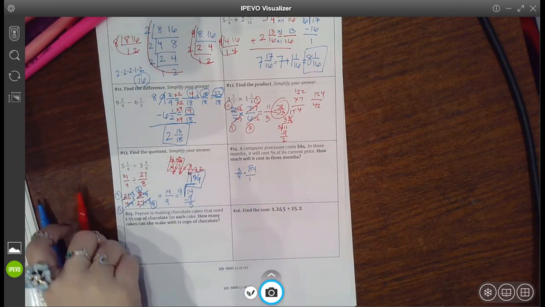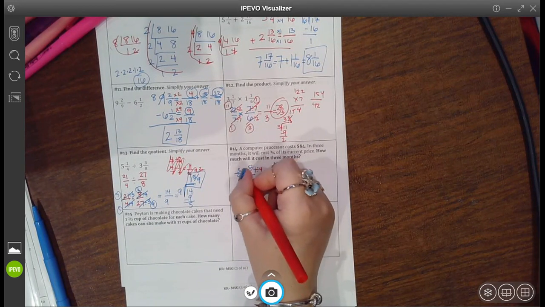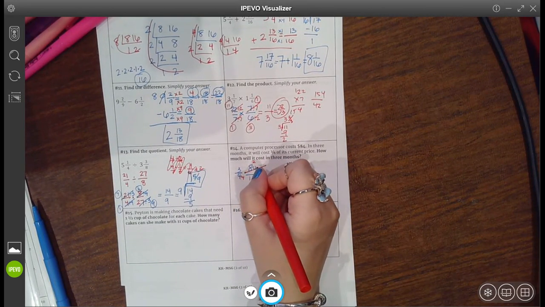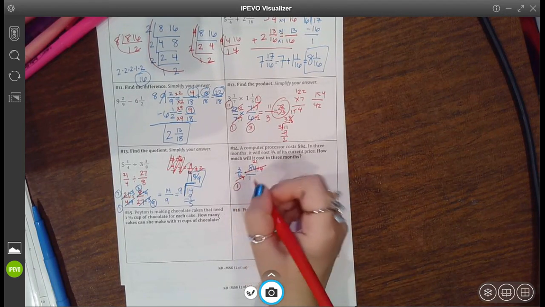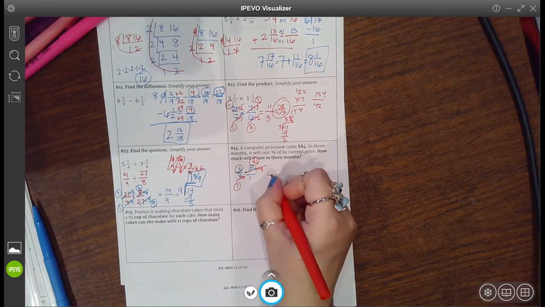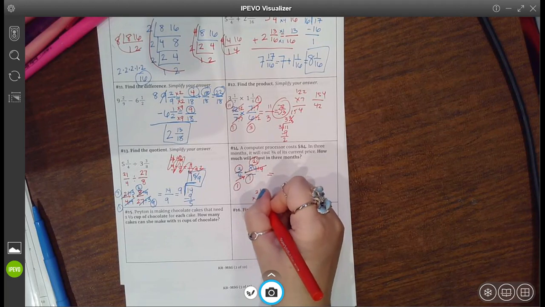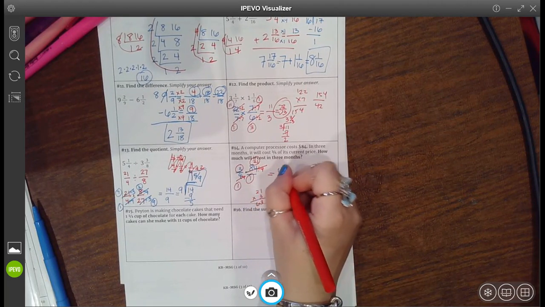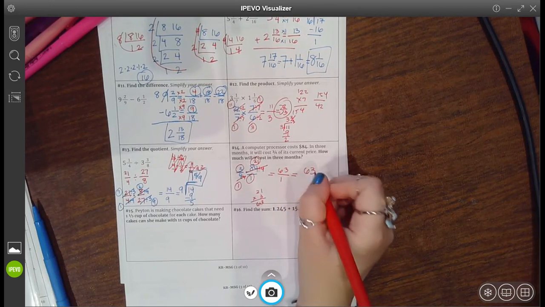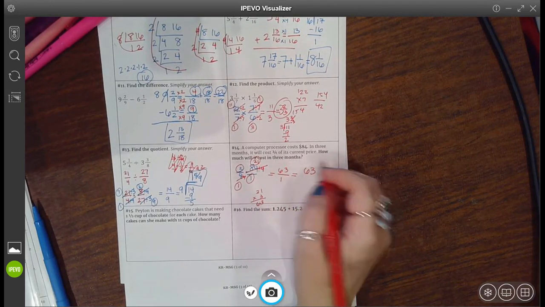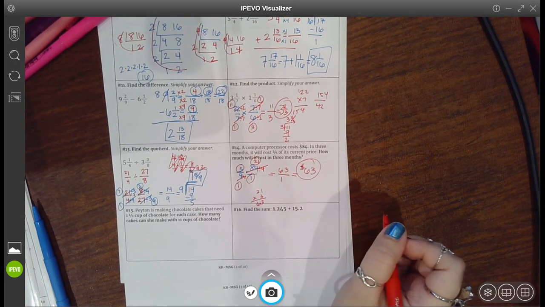Can 4 go into 84? Yes, it can. So let's cross cancel. 84 divided by 4 is 21, and 4 divided by 4 is 1. Now multiply on top across, which is 21 times 3, so that's 63. And on bottom, 1 times 1 is 1. 63 over 1 is just 63. So if it's 3/4 of its current price, how much is it going to be? It's going to be only $63.